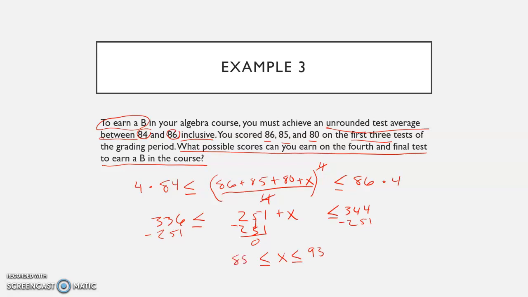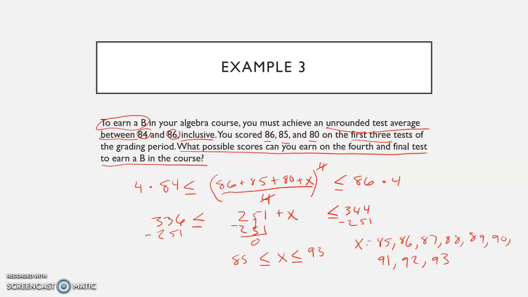So what can I get? What possible scores can I get? Well, anything that's equal to 85 and 93 and all of the scores in between. So x could be, to get that B that I want, somewhere between 85, 86, 87, 88, 89, 90, 91, 92, 93. Any of those would fit that inequality that we just did.